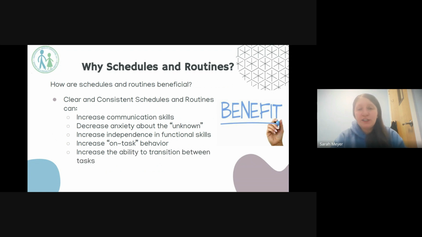And then it's also going to increase the ability to transition between tasks. So again, we're building that independent component. If we know every day we're doing the same 5 things at the same time of the day, it's going to help us become more independent in completing those activities and more independent in transitioning to the next activity.